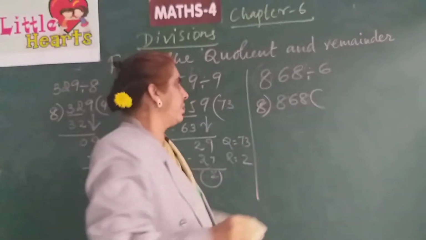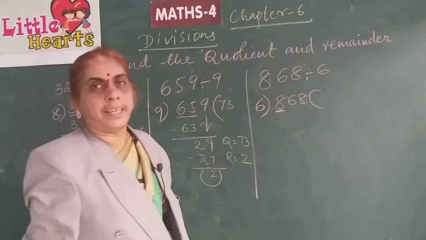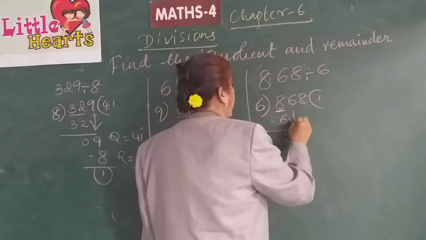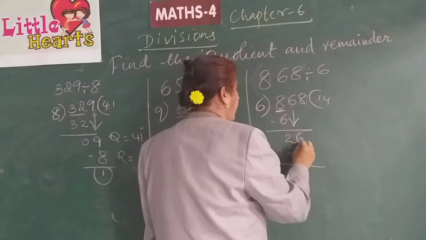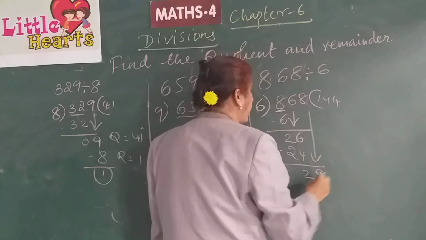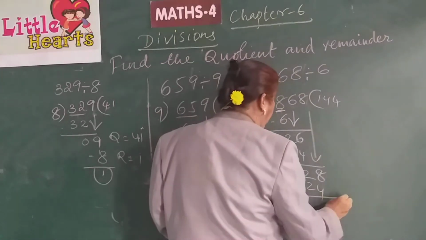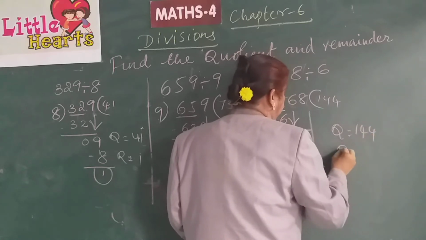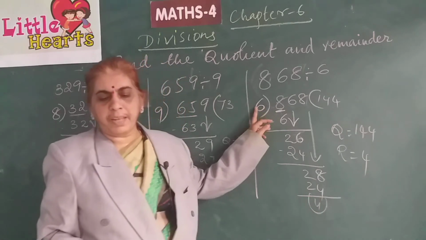868 divided by 6. As 8 is greater than 6, take only one digit, 8, in the hundreds place. 6 1s are 6. 8 minus 6 is 2, bring down 6. 6 4s are 24. 26 minus 24 is 2, bring down 8. Again 6 4s are 24, as 6 5s are 30, which is greater than 28. 28 minus 24 is 4. So quotient is equal to 144 and remainder is equal to 4. Remember that the remainder will always be less than the divisor.